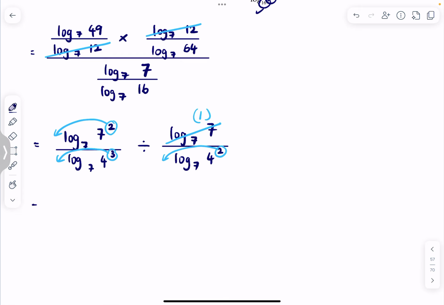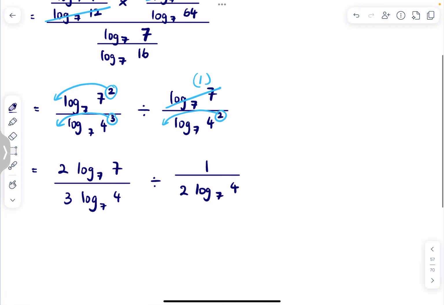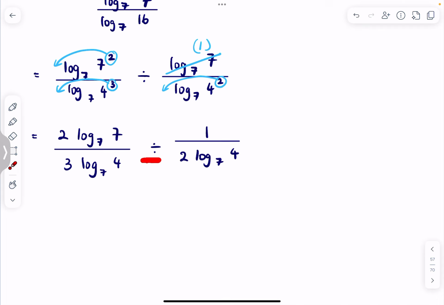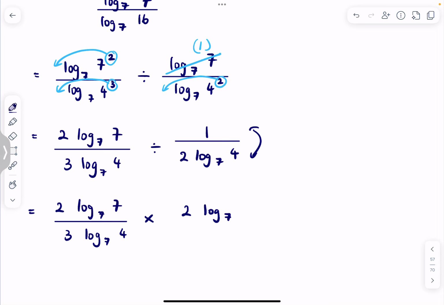So let's simplify it further. This will become 2 log 7, 7 over 3 log 7, 4, divide 1 over 2 log 7, 4. In fractions, if we have divide, we have to switch it into times. It will become times, then you have to flip it. So if 1 over this, you must flip it, so it becomes 2 log 7, 4 over 1.